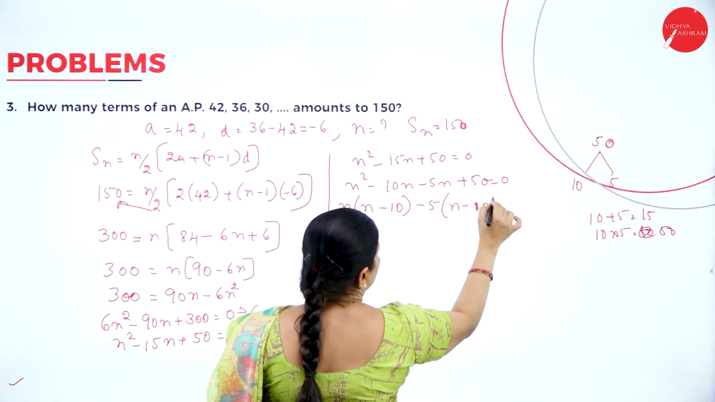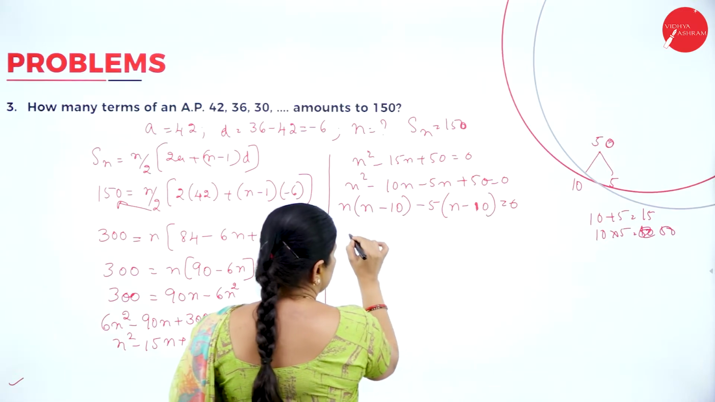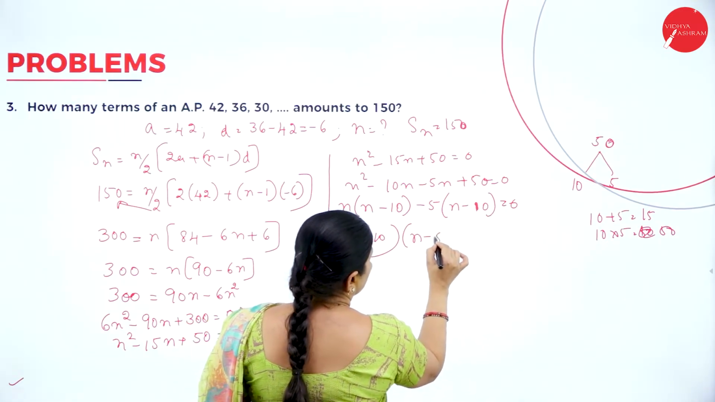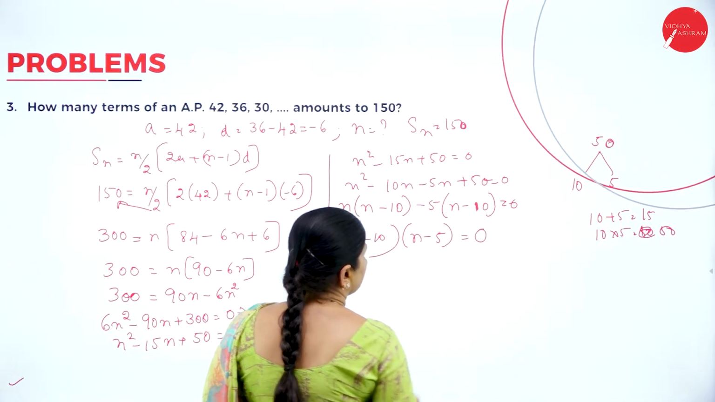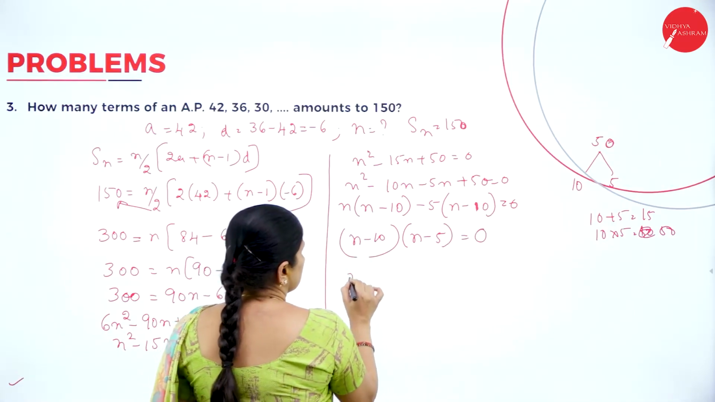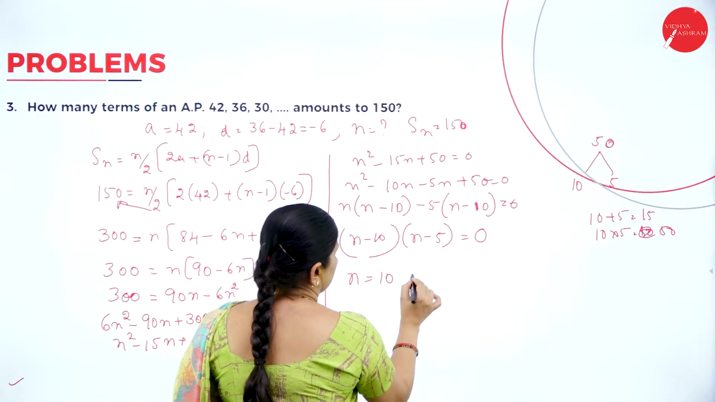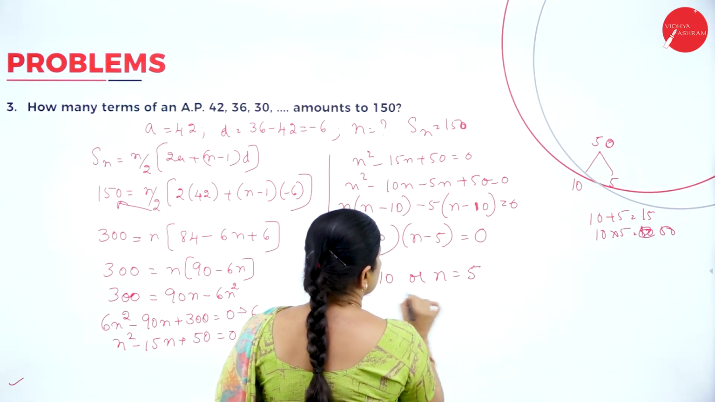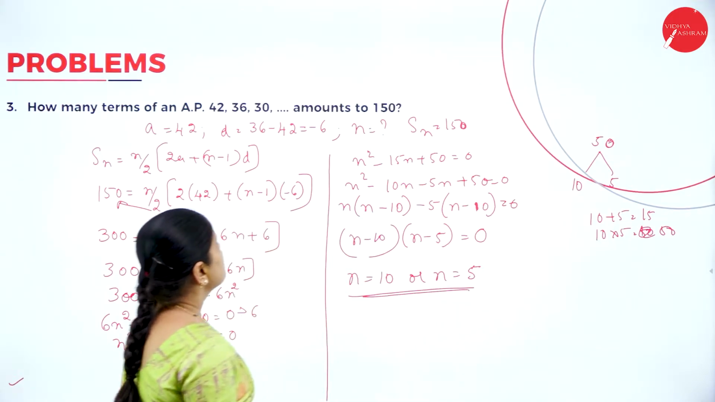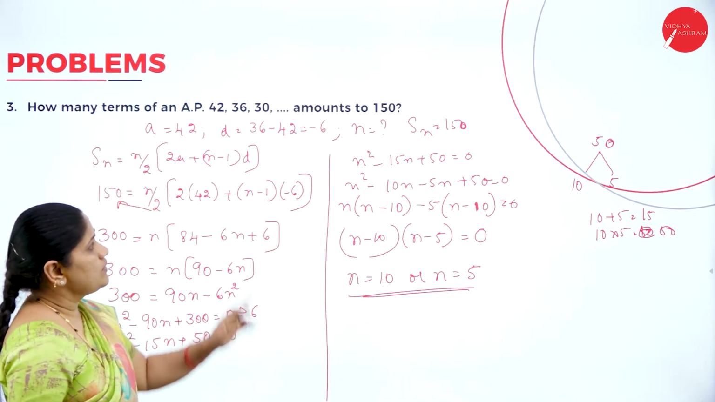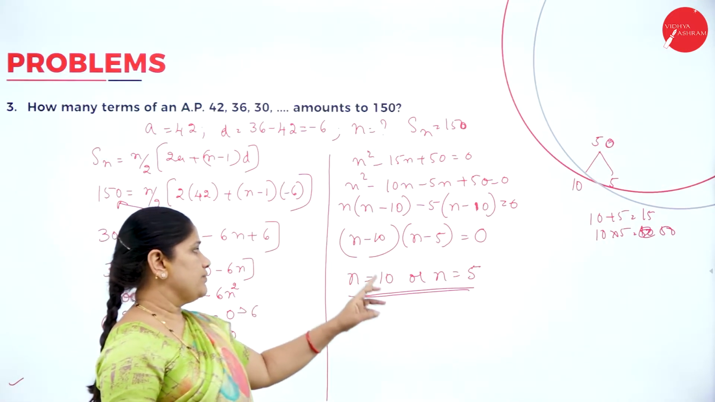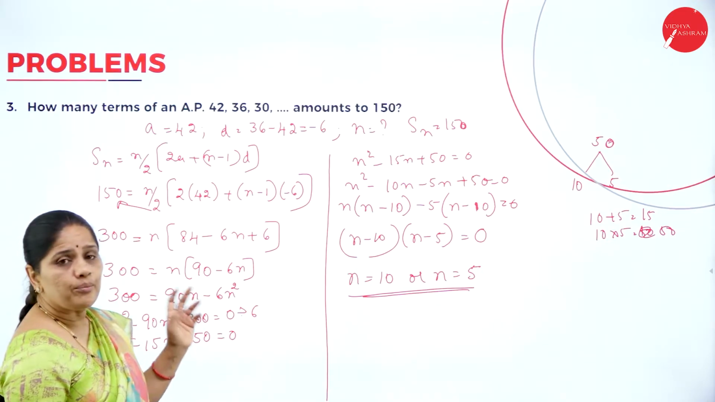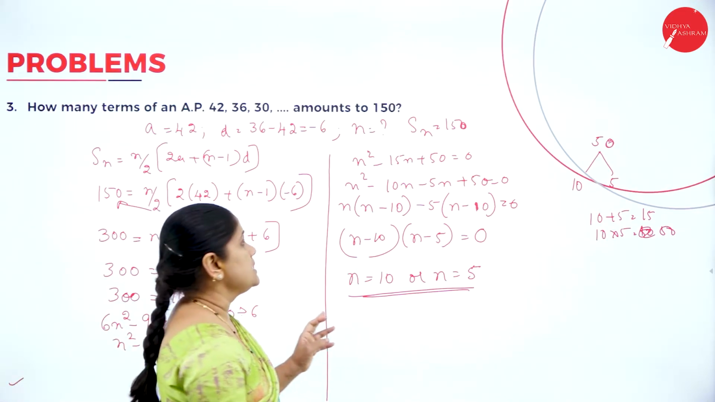So n minus 10 into n minus 5 equals 0. So n equals 10 or n equals 5. This is the answer. So how many terms of an AP amount to 150? n equals 10 or n equals 5. Both are the correct answers.